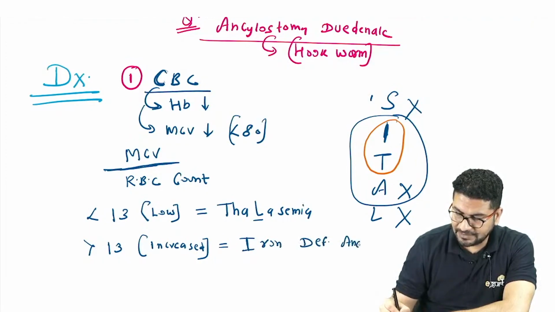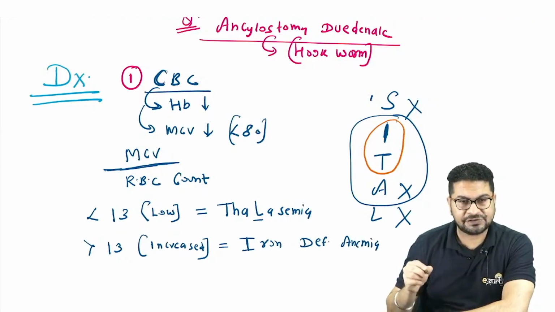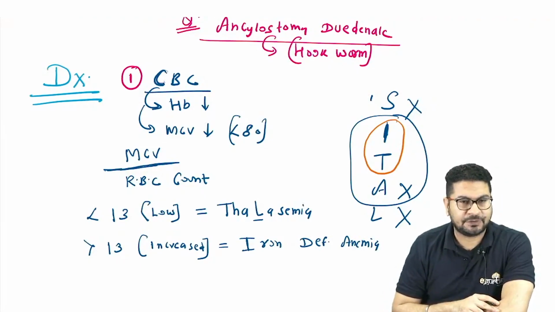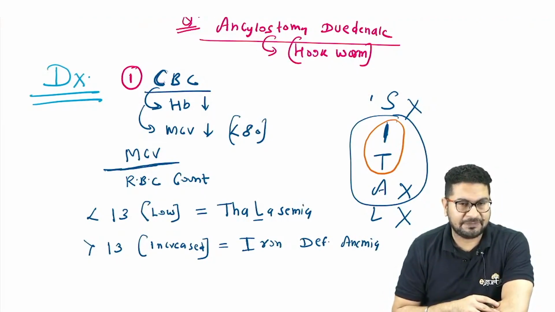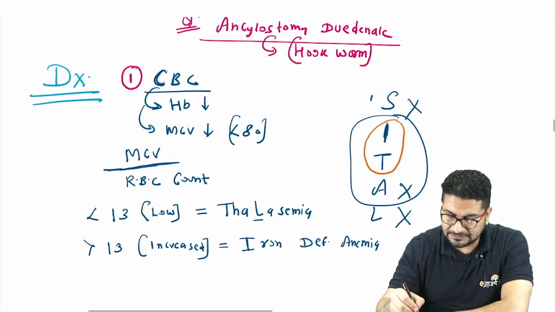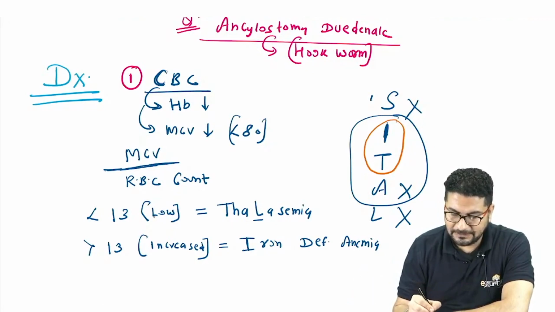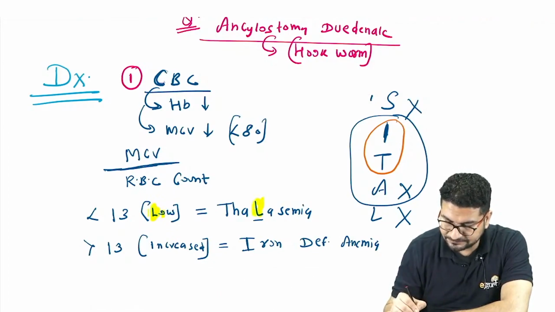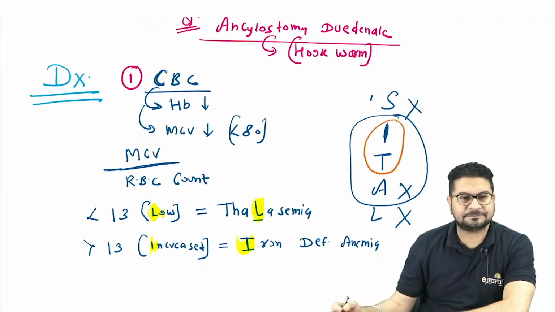Understand this, a good physician will do this, because he is getting an idea: maybe it can be thalassemia, maybe it can be iron deficiency anemia. If I say low, L for low, you can see thalassemia has L, and I for increased, I for iron deficiency anemia.